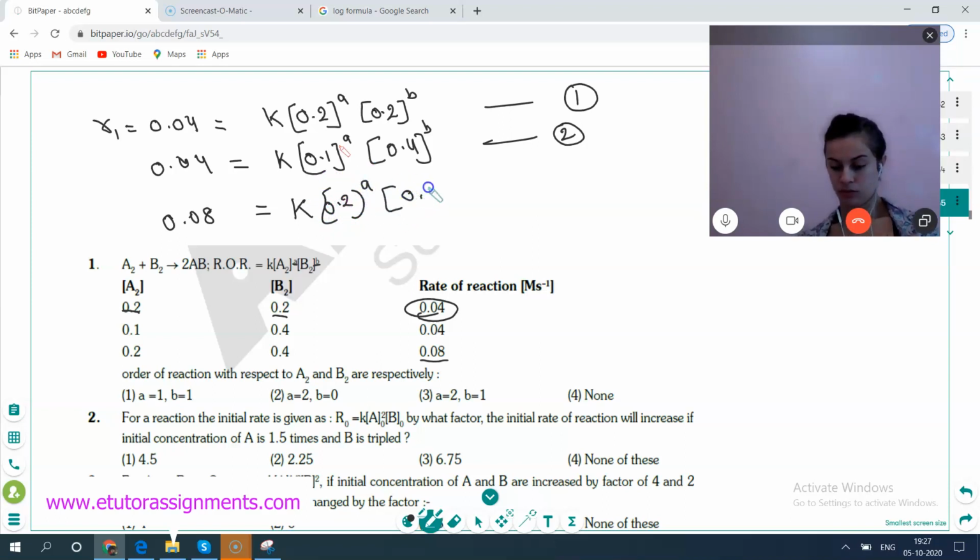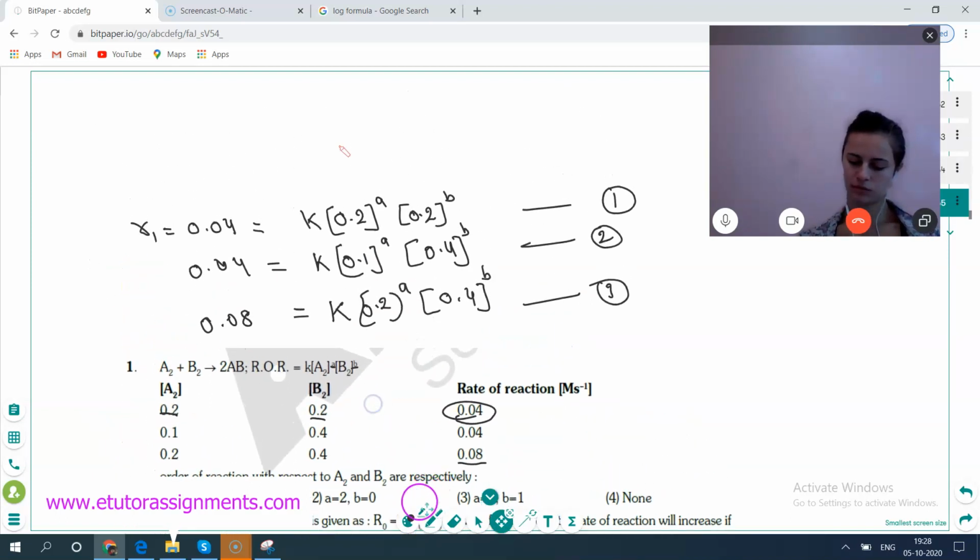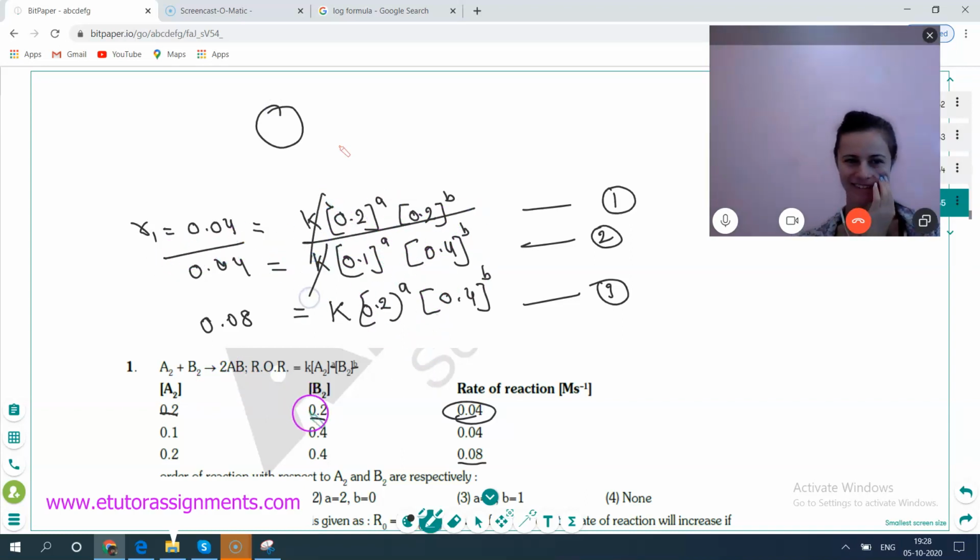See, three equations are given. So minus them or divide them? Very good, your mathematics has become very good now. Whenever the power is there, you cannot subtract here. You have to divide so that K cancels. Divide. Is it clear?